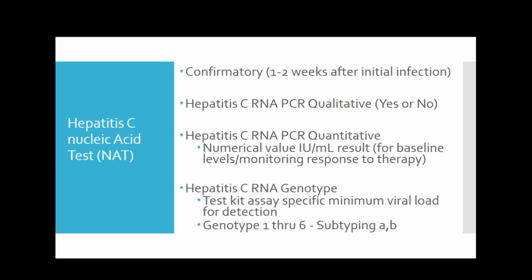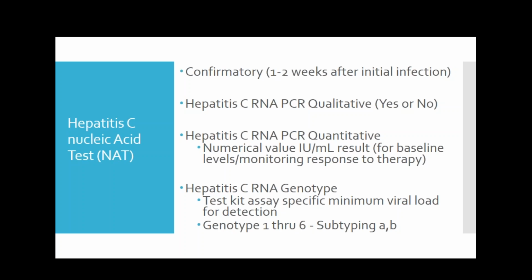Now, the confirmatory or supplemental test for HCV is hepatitis C nucleic acid test, NAT, which is usually detected within 1 to 2 weeks after initial exposure. And there are 2 types of NAT. There's the hep C RNA qualitative, which provides a yes or no answer, or detected or not detected. And there's the hepatitis C RNA PCR quantitative test, which provides a numerical value in international units per milliliter. And this is usually used for baseline level or to monitor response to therapy.